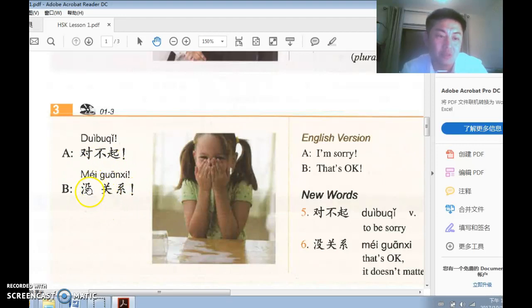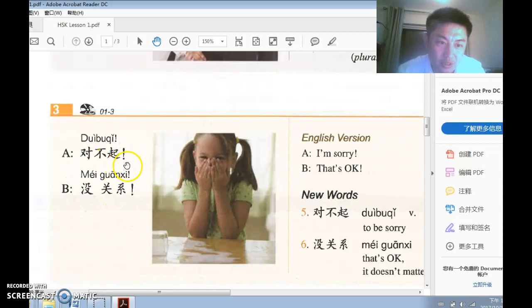Actually, literally, it means no relation. 没 is no. 关系 is connection or relation. It means whatever you did or whatever horrible thing you think you did, that's no connection. That's okay. There's no relation of that to my feelings. Maybe that's what it means. So 没关系 is what it means. That's how you say it.